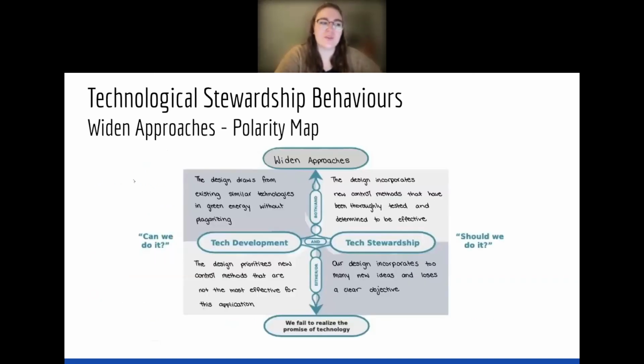The following polarity map shows the tensions encountered between technological development and stewardship while widening approaches. Widening approaches in tech development will allow us to draw ideas from existing similar technologies without plagiarizing. However, if we ignore technological stewardship, we will end up prioritizing control methods that are not the most effective for this application. By applying tech stewardship thinking, the design can incorporate new control methods that have been thoroughly tested and determined to be the most effective for this project. However, this could also lead to incorporating too many new ideas and losing a clear objective. It is therefore important to ensure that we are incorporating new ideas but still considering existing technology that has been successful to make the best design possible.